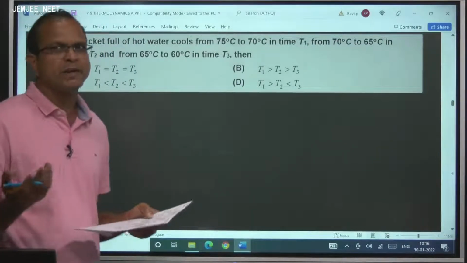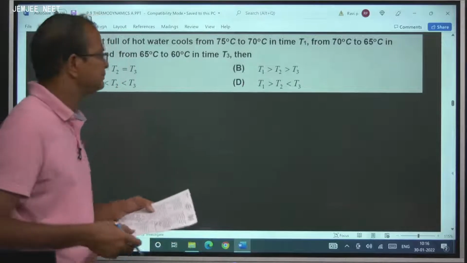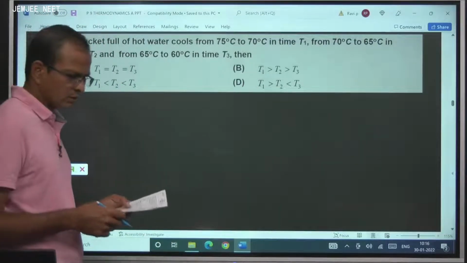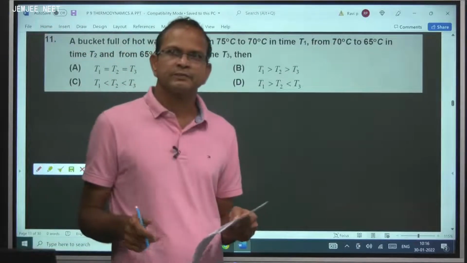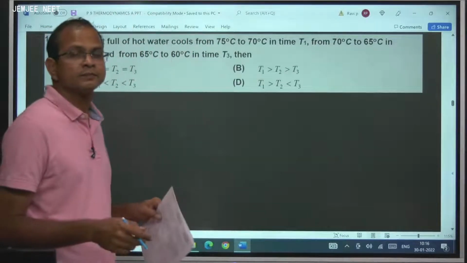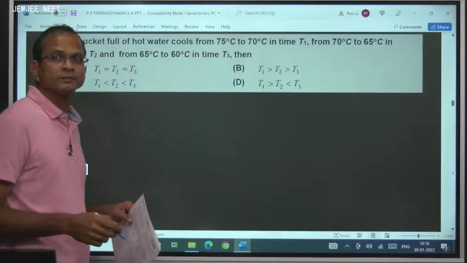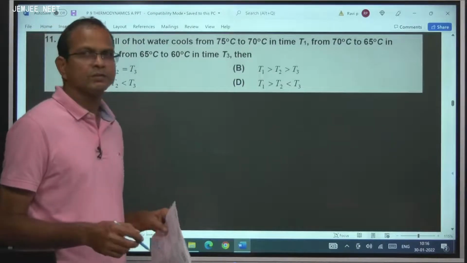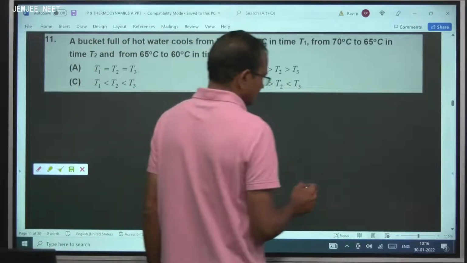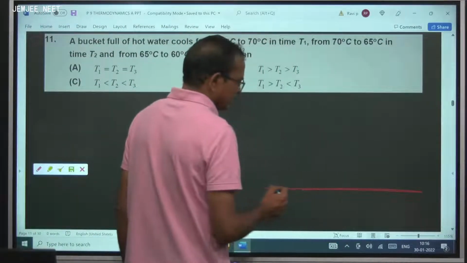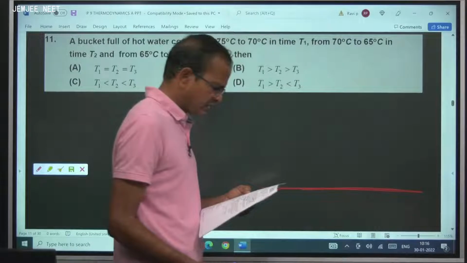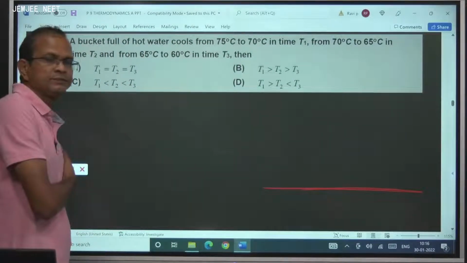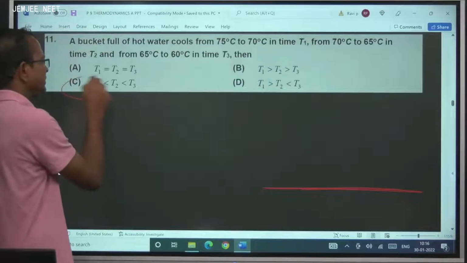Just by looking, you can tick the answer and go. Come on, which answer? All are equal? No, not at all. What is this? Sir, in all times it is decreasing by 5 degrees Celsius. No. See? T3 greater than T2. Which answer? A, B, C, D? C, sir. C is the right answer.